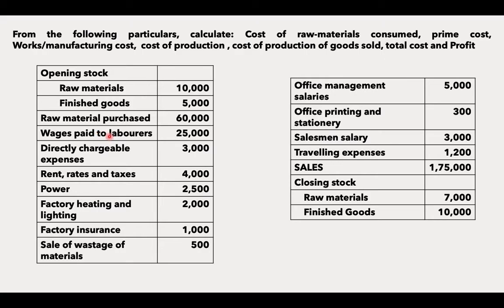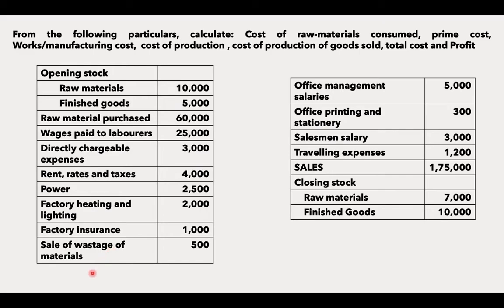Then wages paid to laborers. This can be called our direct wages or direct labor. Then directly chargeable expenses, this can be called our direct expenses. So rent, rates and taxes 4,000 will come under the factory overheads. Then power 2,500 will come under factory overheads. If they have never told you whether it has to come under office or factory, we have to treat it under the factory overheads. Then factory heating and lighting, and factory insurance will come under the factory overheads.